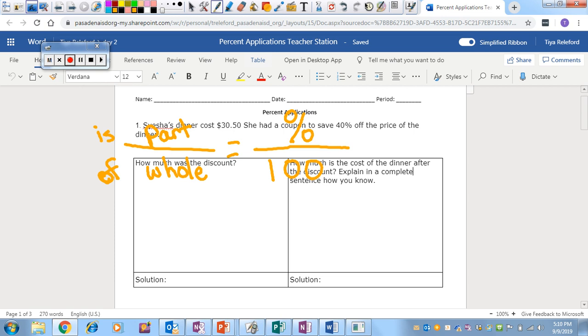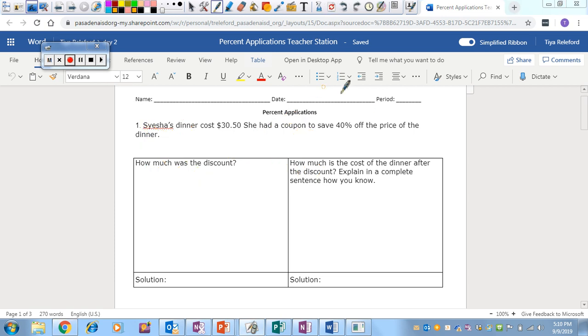I want you to write that up here on your paper. I might have to write it a little higher. Part over whole equals percent over 100. That is the key to all of today's work.